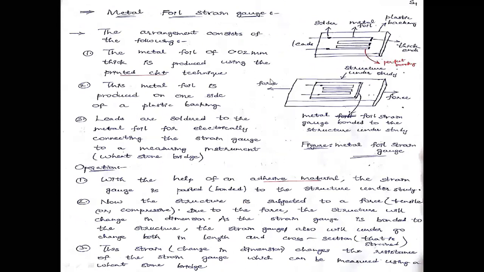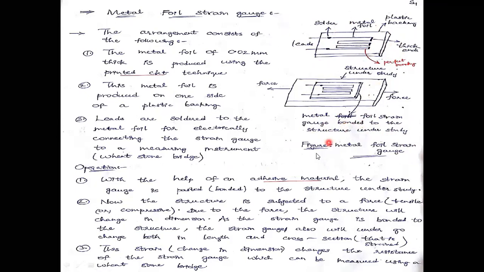Next one is the metal foil type. Same arrangement. This is the metal foil. Two leads are given. This is the square, just like a pulse type of structure given here. Here thickness is given, and the metal foil strain gauge is bonded to the structure under study. Some metal foil soldering is done here, and plastic backing is provided here, and perfect bonding takes place. This is regarding the structure of the diagram.